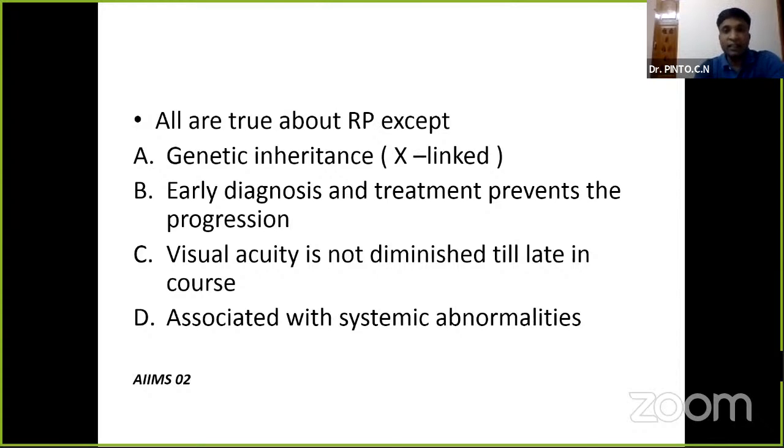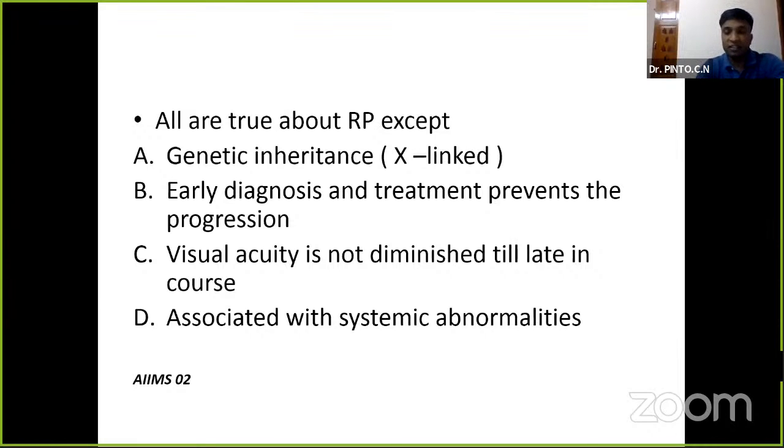Genetic inheritance, yes. It can be autosomal dominant, autosomal recessive, or X-linked. That is the correct answer. Visual acuity is not diminished till late in the course because the macula is not affected, right? This affects only the equator, so they will have tunnel vision. Till the advanced stage, they will retain good 6 by 6 vision, but they might have lost the peripheral vision. That is known as tunnel vision, as if the patient is looking through a tunnel. Central vision will be perfect except for the peripheral vision, which is lost. So that is also a correct answer.